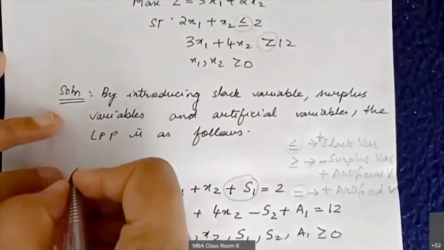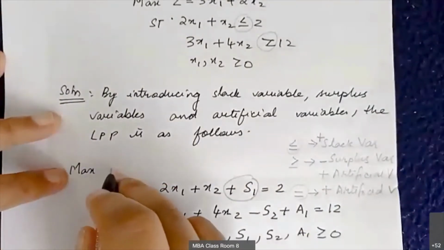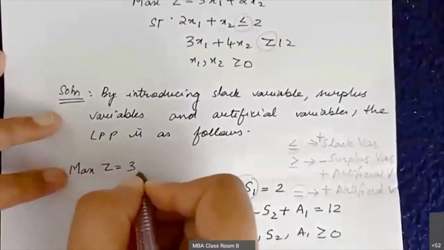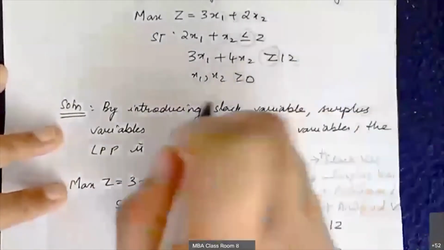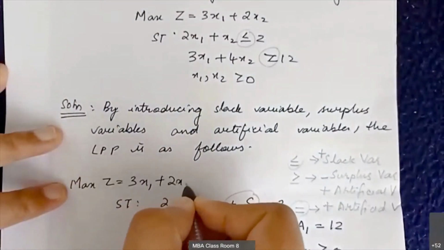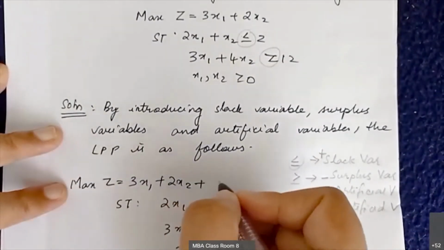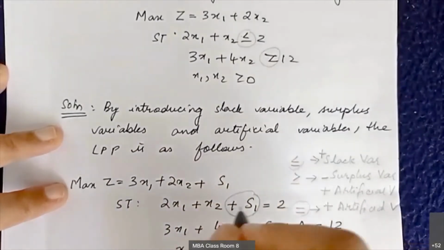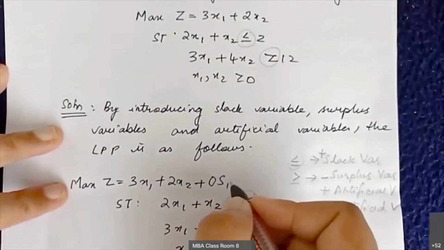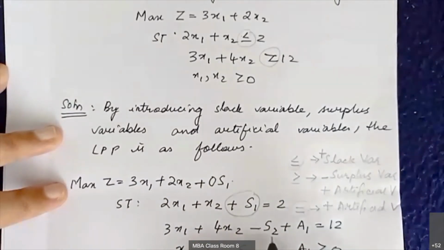Now, with this, our LPP is not over. We have to bring all these variables into the objective function. So max z is equal to 3x1 plus 2x2 plus, see, in the first constraint we introduced the slack variable s1. What will be the coefficient of s1? It will be 0. Then in the second constraint, I have subtracted s2, which is called a surplus variable, and I have added the artificial variable.